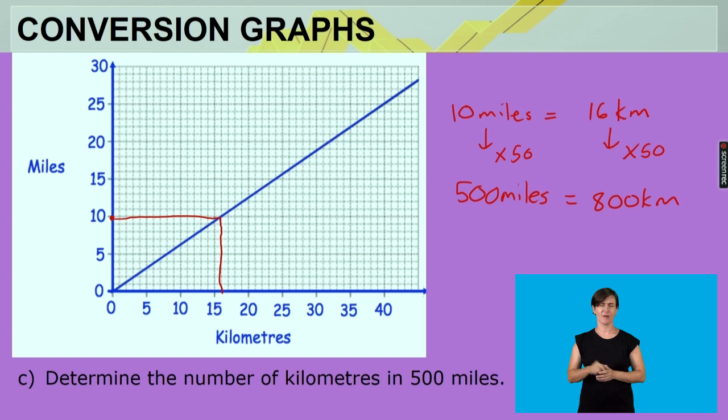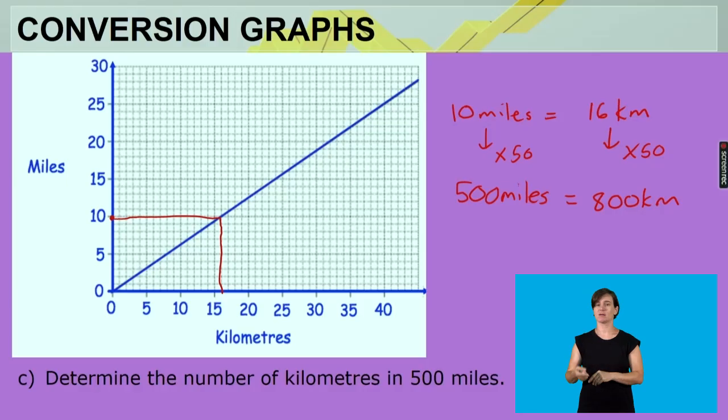So first I found what is 10 miles. I found it 16 kilometers. Then I took my 10 miles to 500 miles by multiplying that by 50. What I did here with the miles, I also did with my kilometers. So I took the 16, multiplied by 50, I ended with 800 kilometers. Guys, I hope that's clear to all of you. Let us now look at our next question.